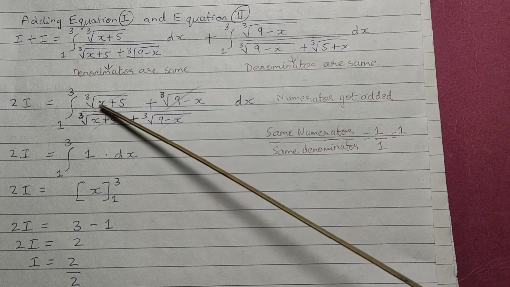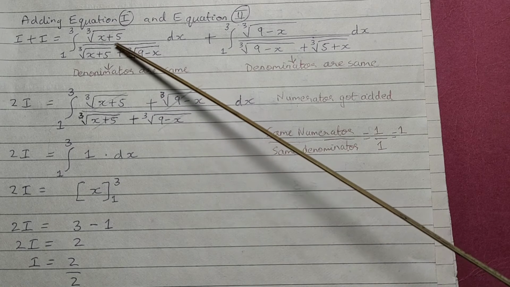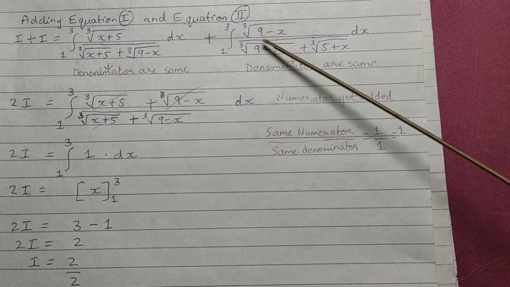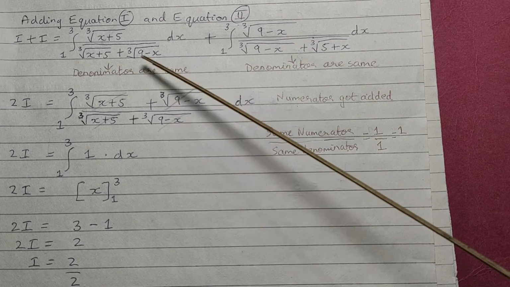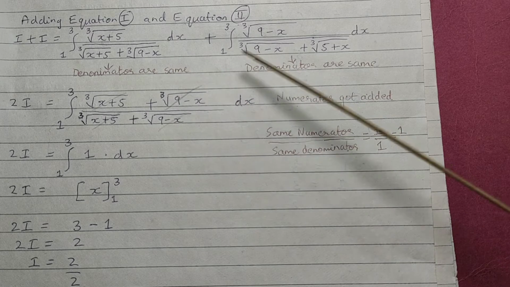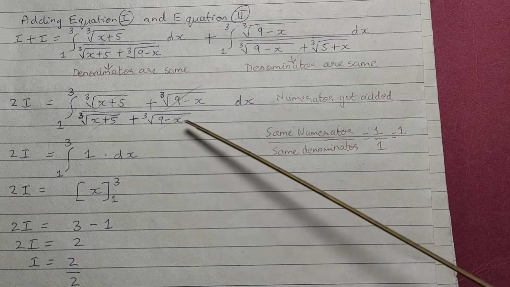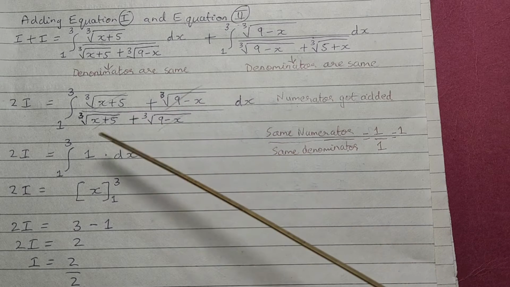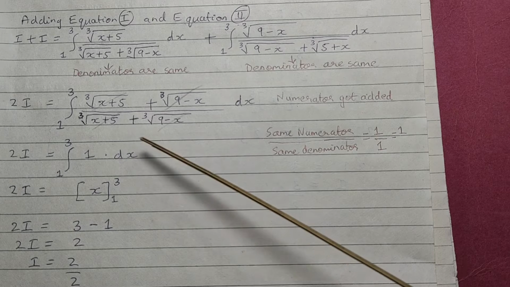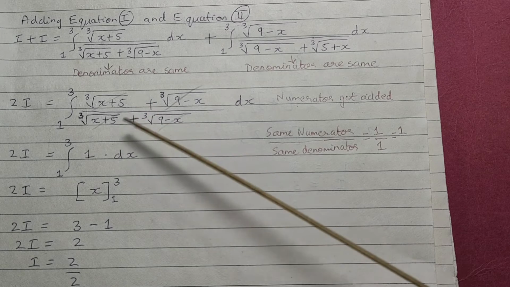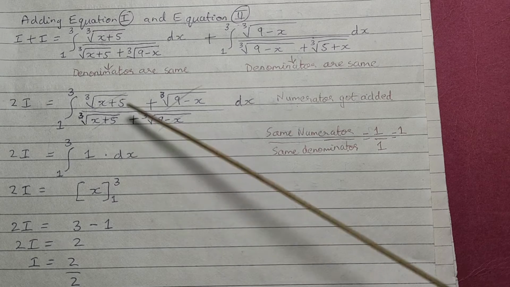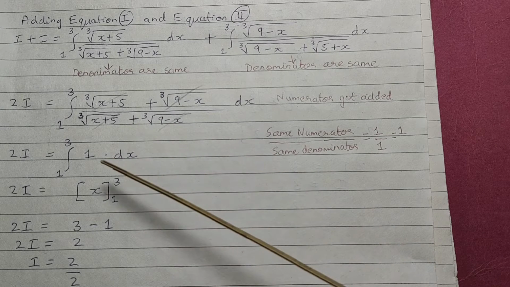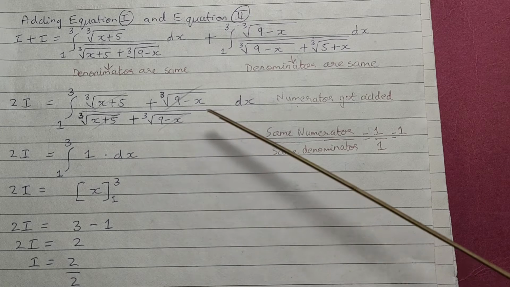Then cube root of x plus 5 we have taken from here, plus cube root of 9 minus x. This we have written only once because the denominators are the same. The numerators will get added. So you can see on the top and the bottom we have similar terms, so they will get cancelled. This and this will get cancelled, this and this will get cancelled. We will get 1 into dx.